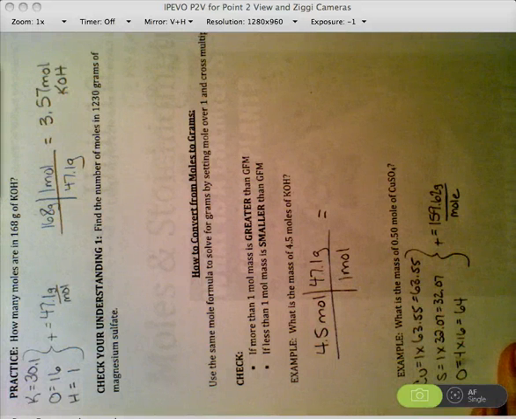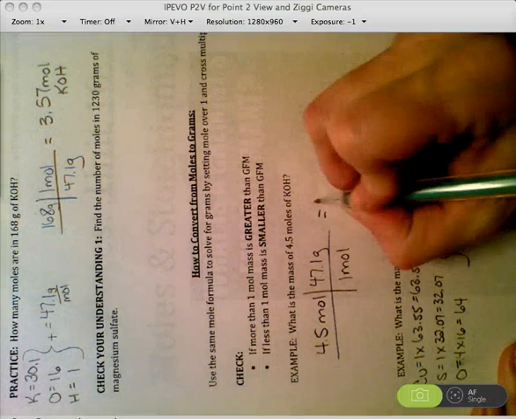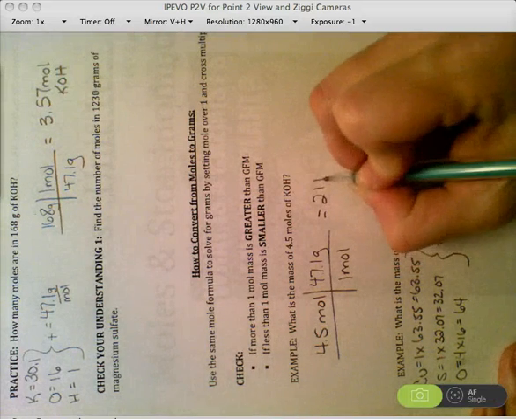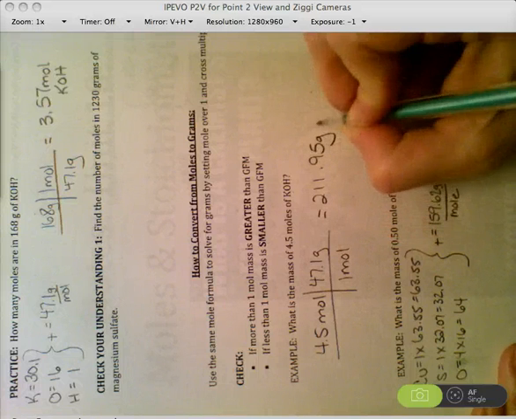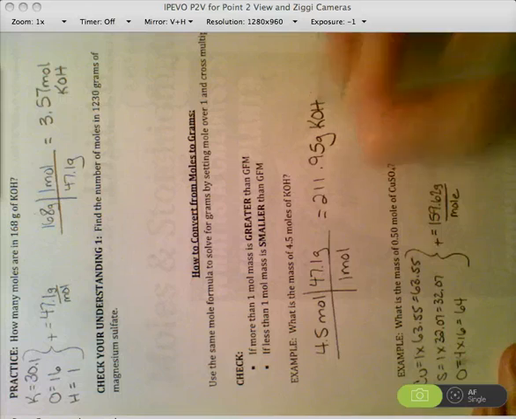And now I take 4.5 times 47.1. I get an answer of 211.95 grams. Grams of what? Potassium hydroxide.